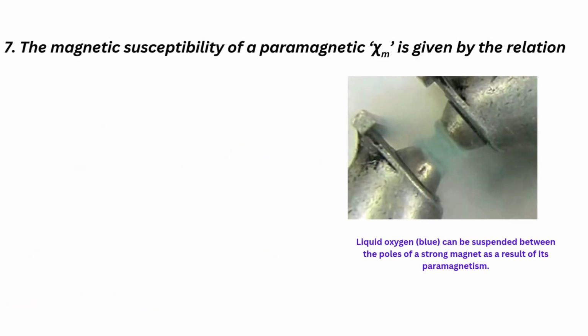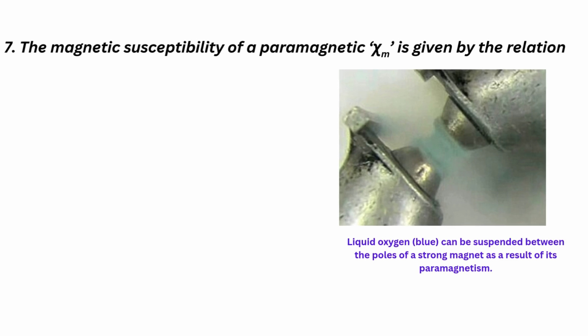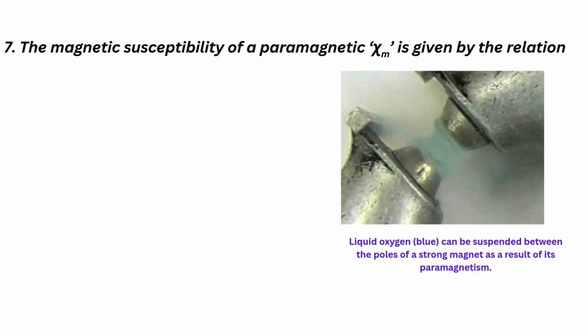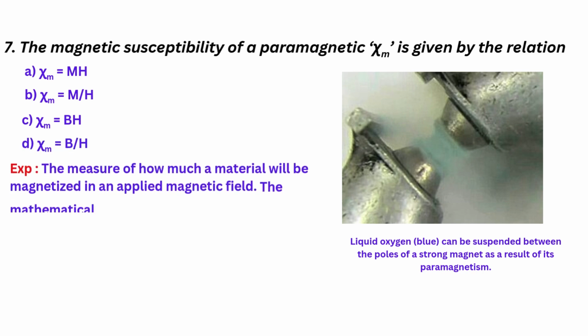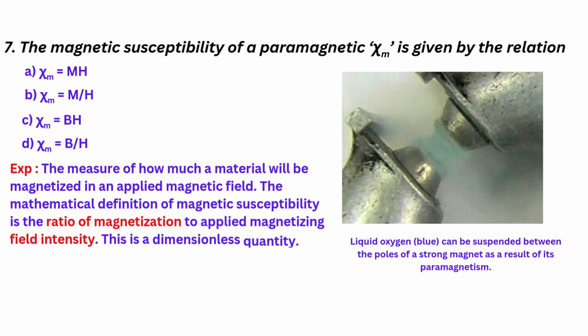The magnetic susceptibility of a paramagnetic material chi is given by the relation dash. The options given are: chi is equal to mh; magnetic susceptibility chi is equal to m by h; and the last one, magnetic susceptibility is equal to bh and b by h. The correct answer is magnetic susceptibility of a paramagnetic material chi is given by m divided by h, the ratio of magnetization to the magnetic field. The second one is the correct one.